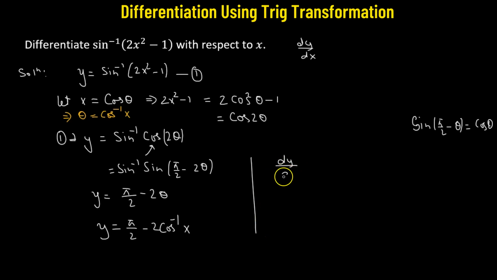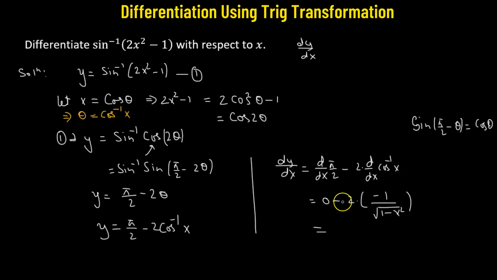So we have dy over dx equals the derivative with respect to x of the constant pi over 2, which will become 0, minus 2 times the derivative with respect to x of cosine inverse of x. So this gives us 0 minus 2 times the derivative of the inverse cosine function, which is negative 1 over square root of 1 minus x squared. So that finally gives us, this negative and negative 1 becomes positive, 2 divided by square root of 1 minus x squared. Therefore the value of dy over dx is 2 divided by square root of 1 minus x squared.